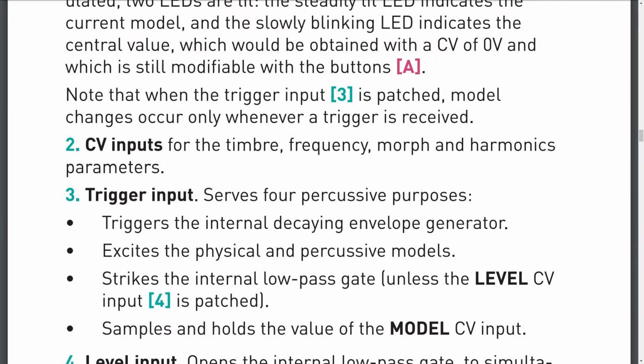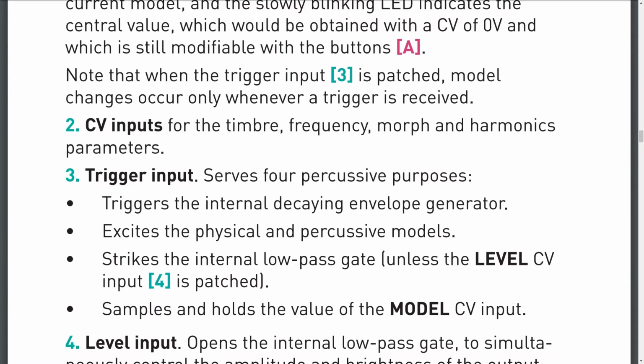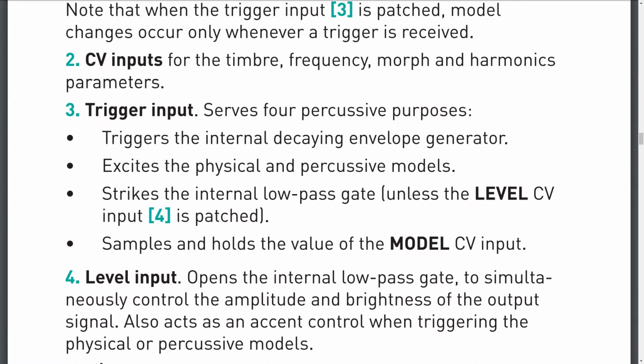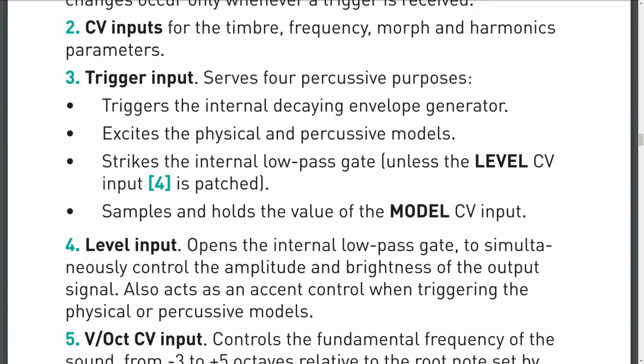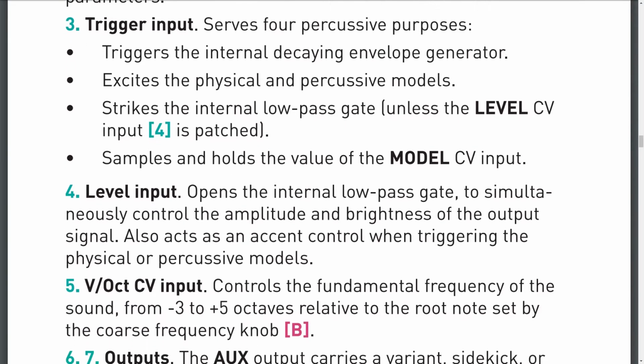2. CV inputs for the timbre, frequency, morph, and harmonics parameters. 3. Trigger input. Serves 4 percussive purposes. Triggers the internal decaying envelope generator. Excites the physical and percussive models. Strikes the internal low-pass gate unless the level CV input is patched. Samples and holds the value of model CV input.